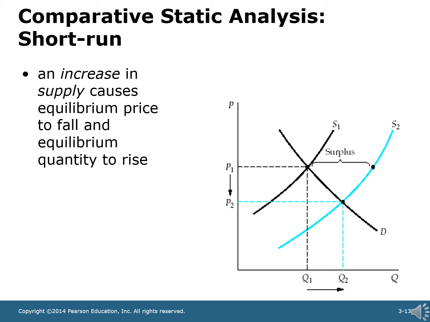Now let's turn to changes in supply. So let's say there's an increase in supply. An increase in supply, or shifting the supply curve to the right, is going to cause the equilibrium price to fall and the equilibrium quantity to increase.